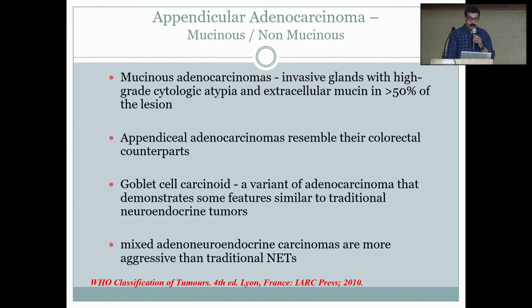And then coming to appendicular adenocarcinoma, the mucinous adenocarcinoma invades the glands. As we already know, invasion and infiltration is the pathognomonic feature for mucinous adenocarcinomas of the appendix, and it resembles its colorectal counterparts. The treatment, if it is a limited disease, almost always goes like that of a colorectal carcinoma. And goblet cell carcinoid is another aggressive variant which comes between the carcinoid and the adenocarcinoma, which has a greater predilection for distant metastasis and lymph nodal metastasis.